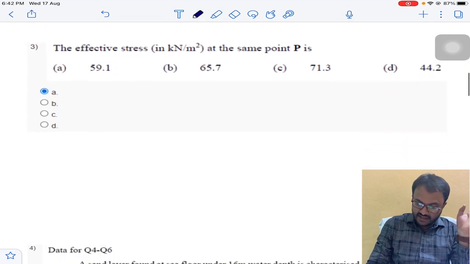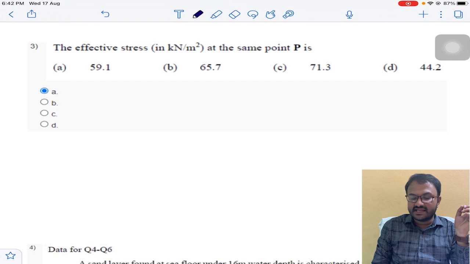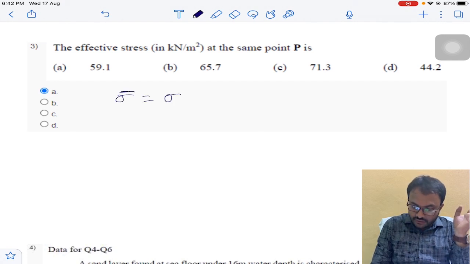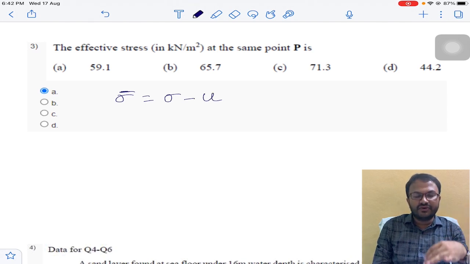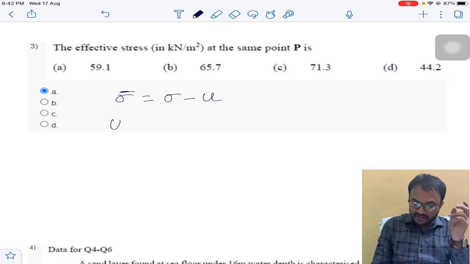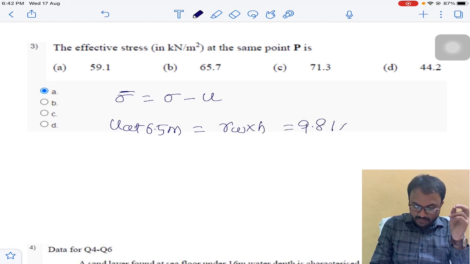Okay, and effective stress at the same point. We know effective stress sigma bar is equal to total stress sigma minus U, where U is pore water pressure. So to get this, we need to calculate U at 6.5 meter is equal to gamma W into H. Gamma W is 9.81 into H is equal to 6.5. You will get it is 63.765 kilonewton per meter cube.